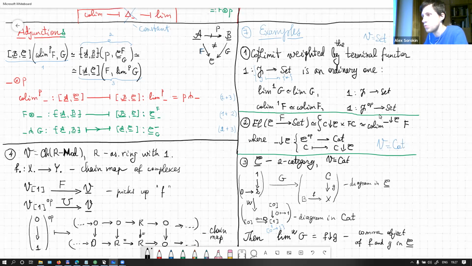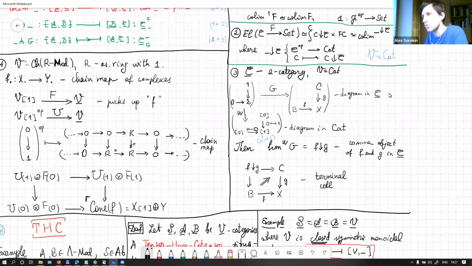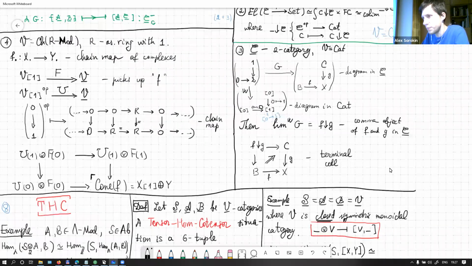So what is a comma object? I decided to also write it down. It is the terminal cell among all such cells, as you see here. So we had a cospan. This cospan we are closing with a certain object on the top left and filling this diagram with a natural transformation. And among such fillers, we can make an order of who is dividing whom. And the terminal cell, if it exists, is called the comma object.